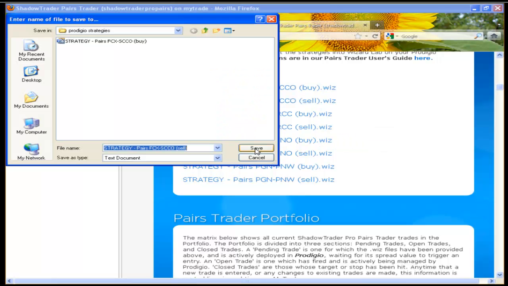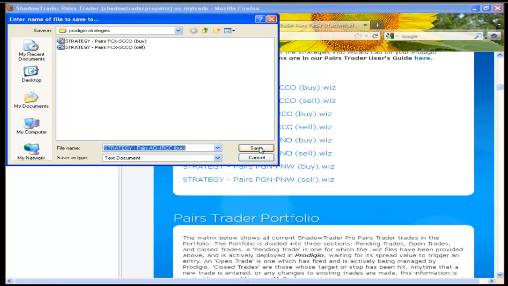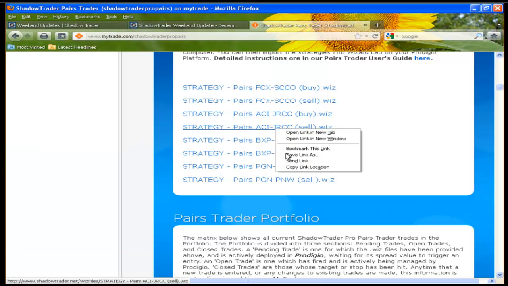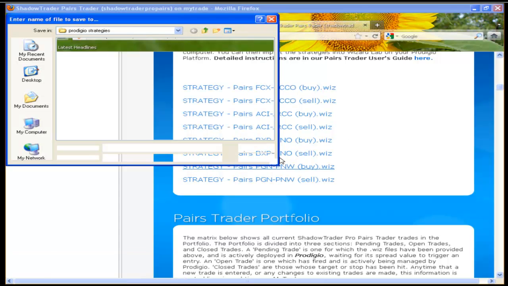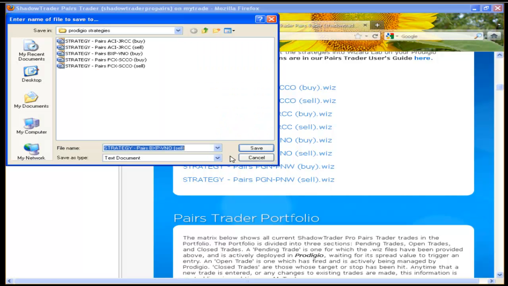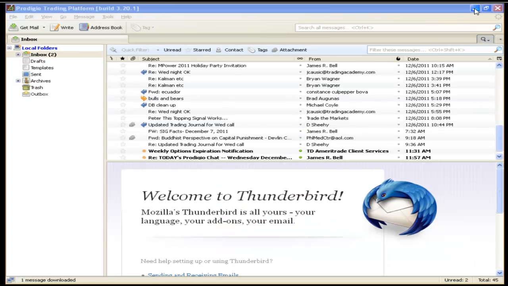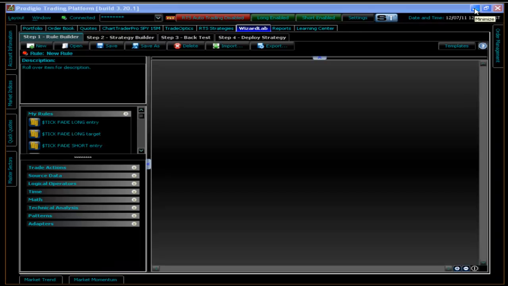Let's go save link as. Let's grab this one as well. And these are two coal stocks right here, ACI, JRCC. I'm going to grab those as well. I'm going to actually grab all of these wiz files, and we're going to put a couple of them into our Prodigio. I'll take the BXP Vino buy as well, and I need the BXP Vino sell. I'm not going to take the PGN PNW because it's already been done, right? The trade has already happened. So knowing that, I now have those saved on my desktop in the Prodigio Strategies folder.